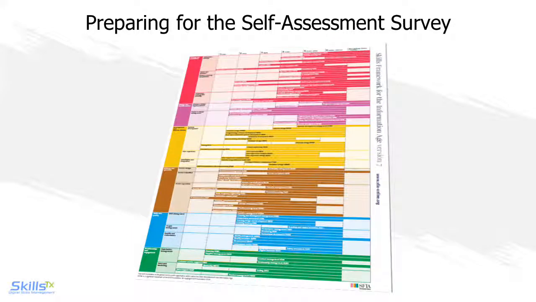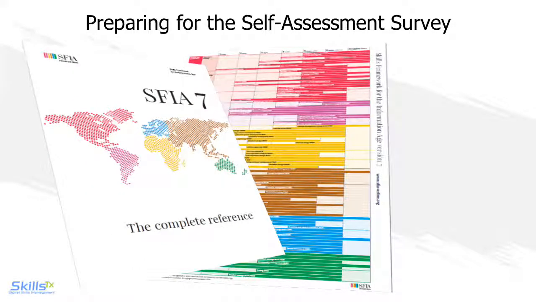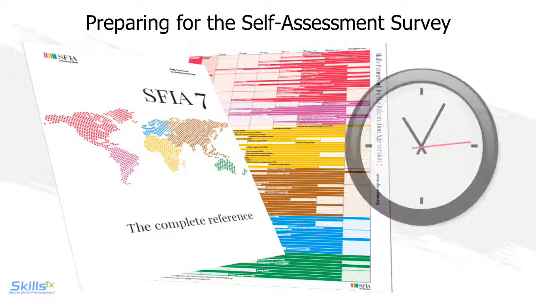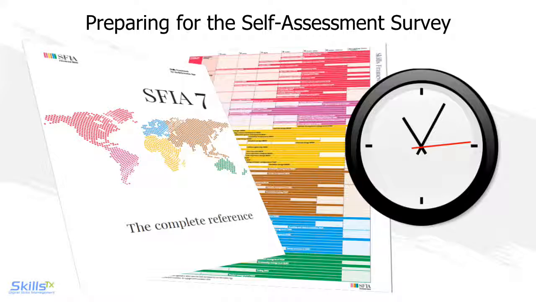The following guidance is designed to help you prepare for the SFIA self-assessment survey by using the A3 chart and the complete reference guide. Some pre-survey preparation could reduce the time you spend doing the surveys themselves.